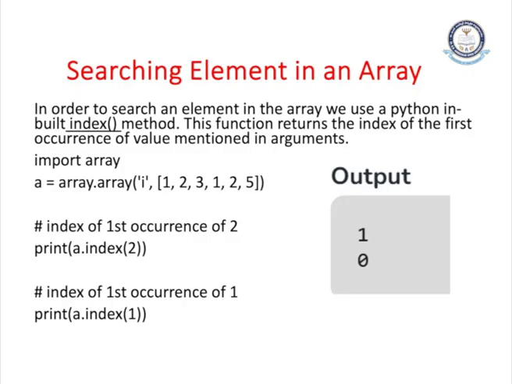So see, index of the first occurrence of 2. So print a dot index of 2 means, see here, 0, 1. See, the first occurrence of 2, the output is 1. What is the first occurrence of 2? 1. Next, index of the first occurrence of 1. See here, the first occurrence of 1 is at index 0. It will print the 0.